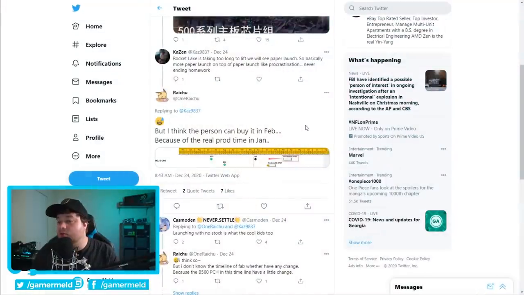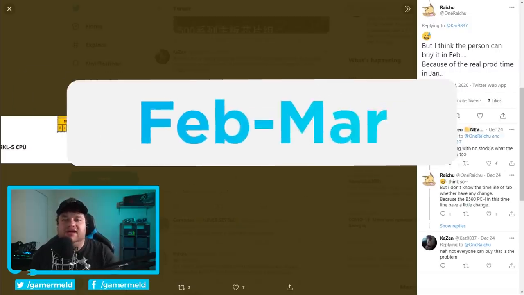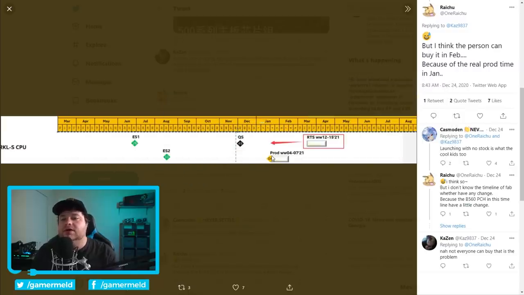So yeah, starting things off, we have a tweet from leaker Raichu, who states that real production time, this is referring to Intel's Rocket Lake, so their 11th gen CPUs, will begin production in January. And of course, that's mostly what we've heard around the February timing, at least that's what I've been hearing so far, so they're probably going to be available sometime in February or March. Either way, it is pretty interesting to see that mass production is going to begin pretty early.